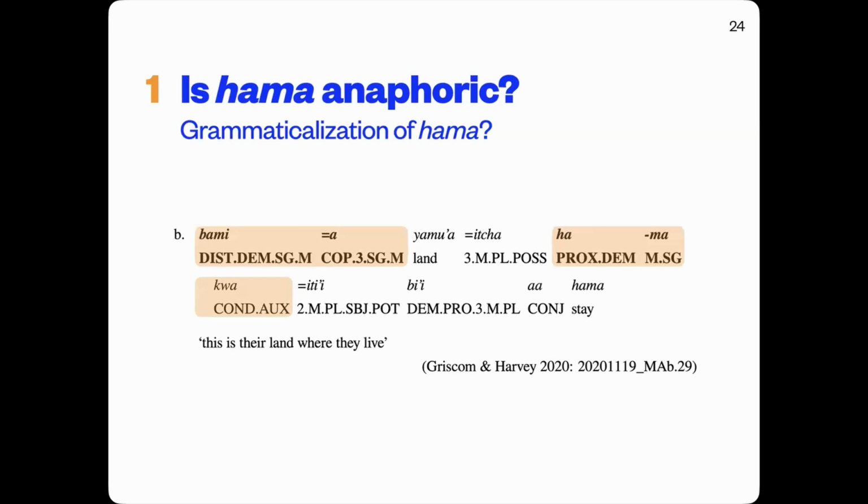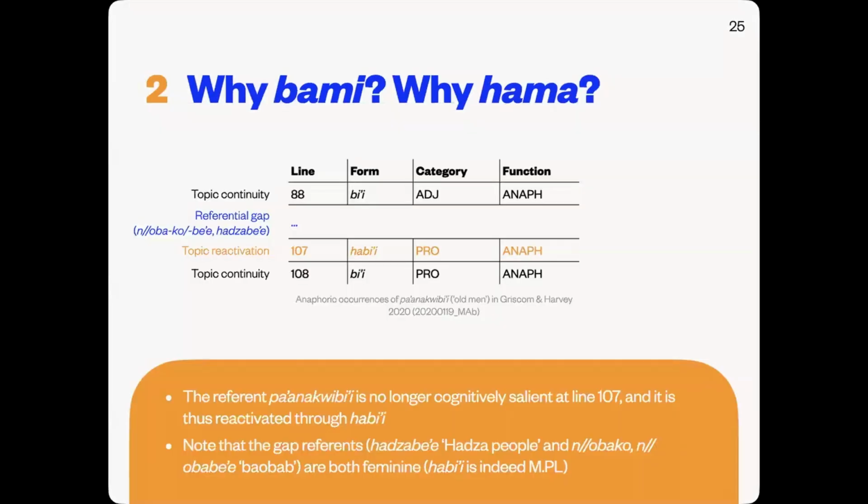There is also this other example here. So yeah, basically in the doubling constructions, the two sets are not interchangeable. They occupy distinct linguistic tiers. For this reason, I jumped into the research question number 2. So why bami, why hama?